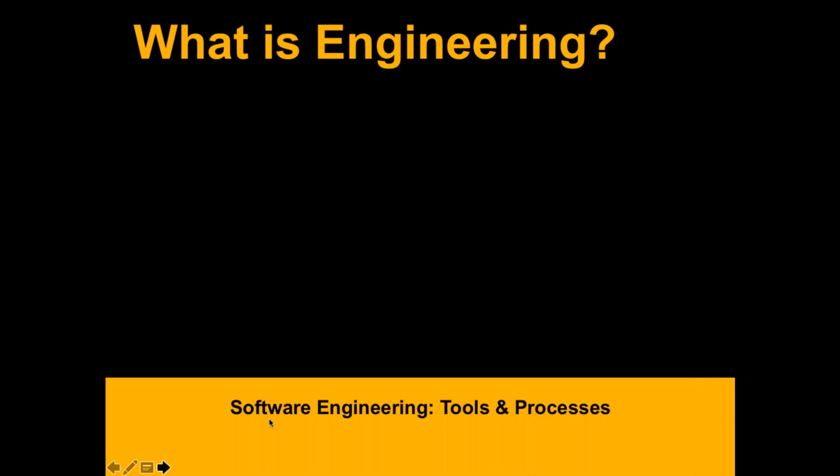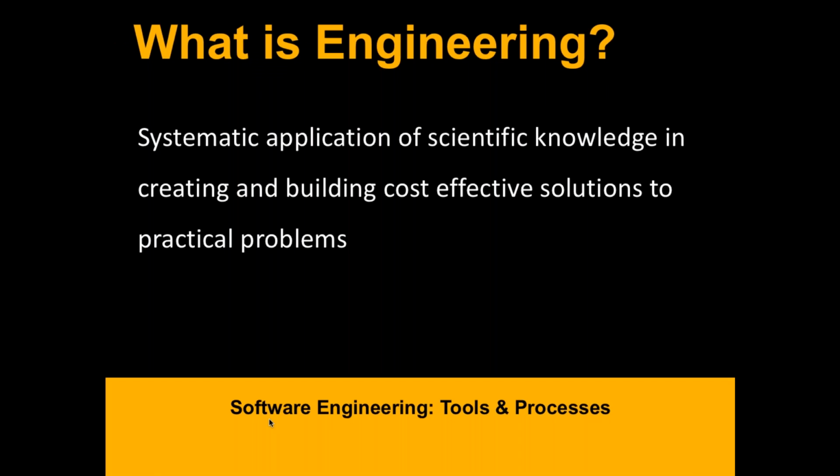So I'll start with what is engineering. Let's start with that definition because I think that will help us in better understanding what tools and processes we need. General engineering is the systematic application of existing scientific knowledge. It's basically using that existing scientific knowledge in creating new solutions, and we want to create these solutions to solve some practical problems, and we want to create the solutions in such a way that they are cost effective. So that's the general definition of engineering.